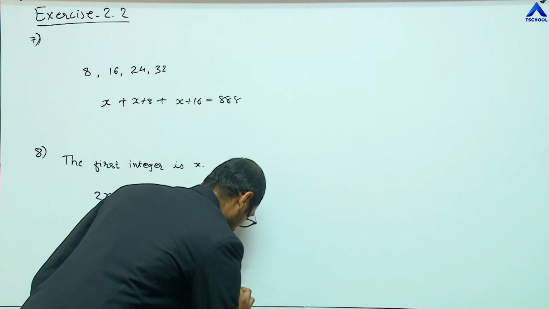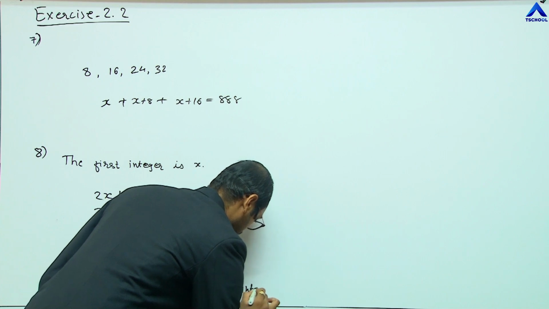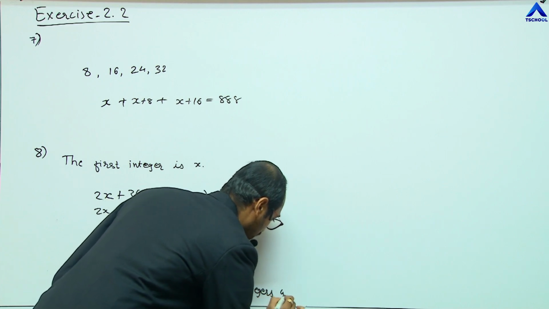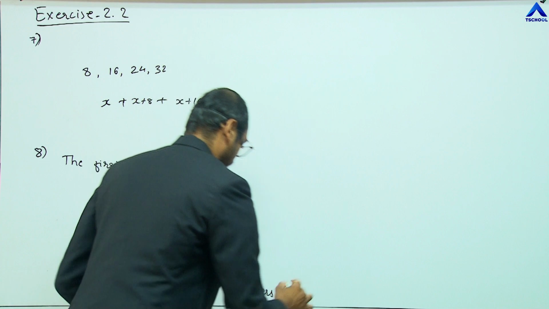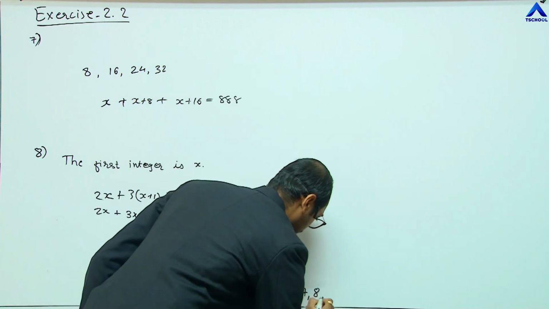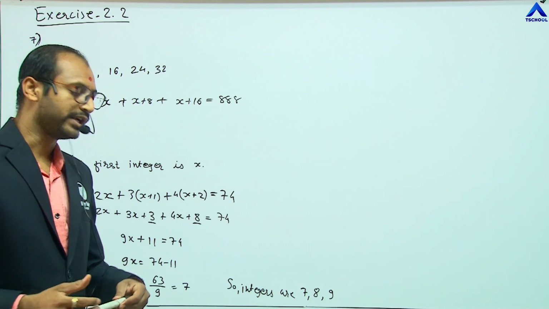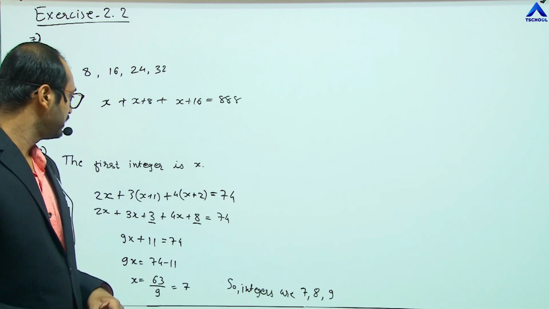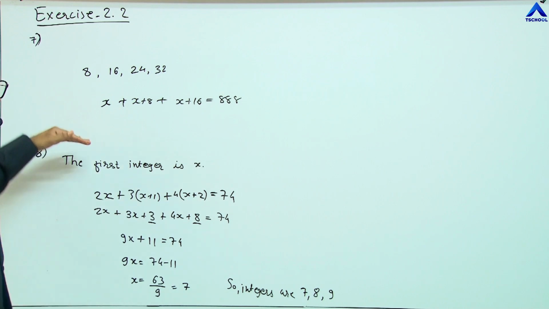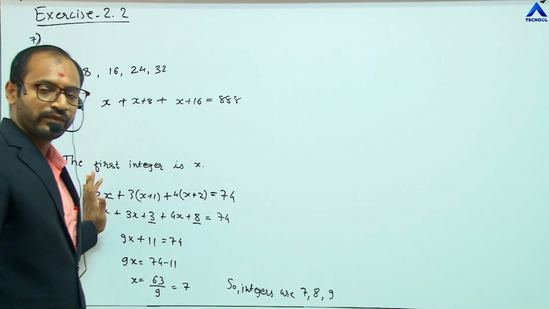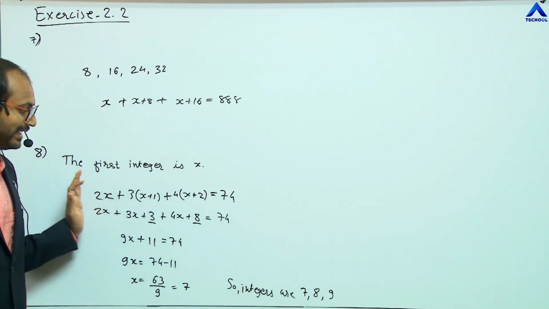So the integers are 7, 8 and 9. These all are consecutive integers. Clear? So you have to write the solution of such type of problems in this manner.